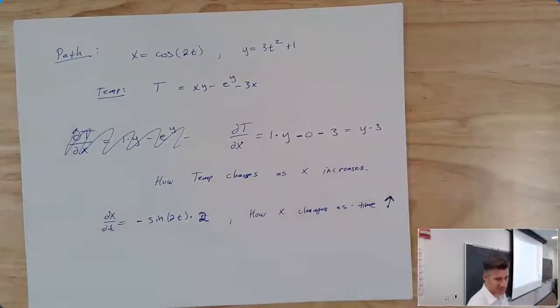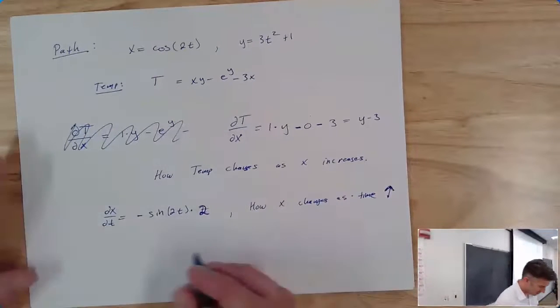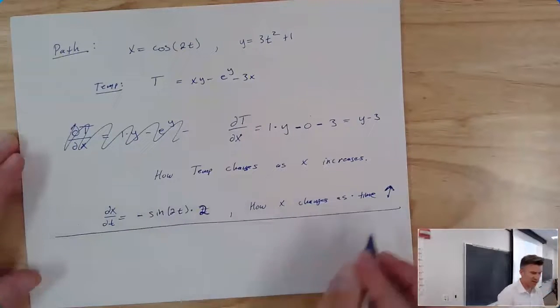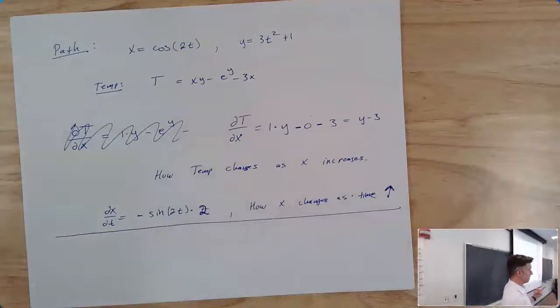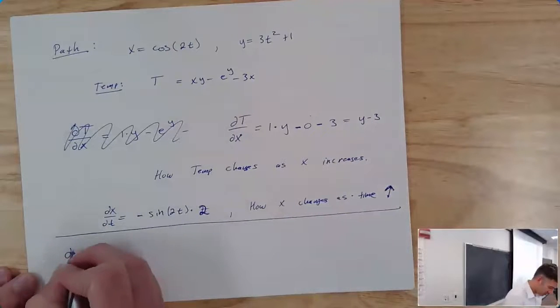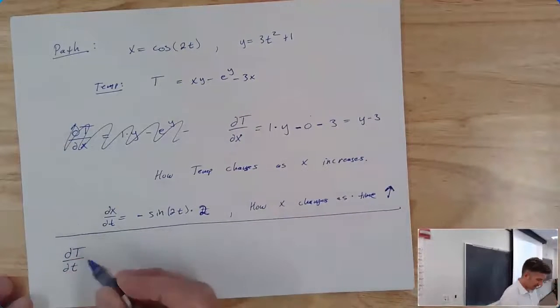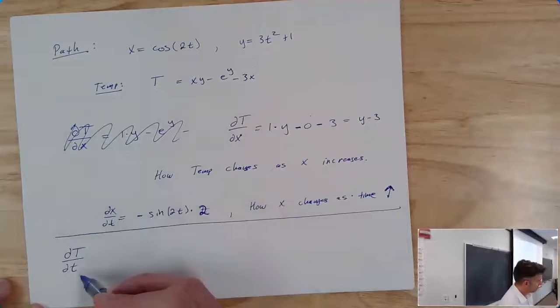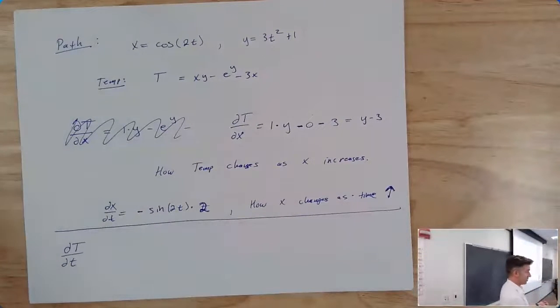Second part: find the rate of change in temperature that you experience over time. You can leave your answer as a mix of x, y, and t. So what are they asking us to find here? How temperature changes over time. Yes, you're right, the chain rule. They're asking for a derivative, specifically how temperature changes with respect to time. And we're going to have to use the chain rule.